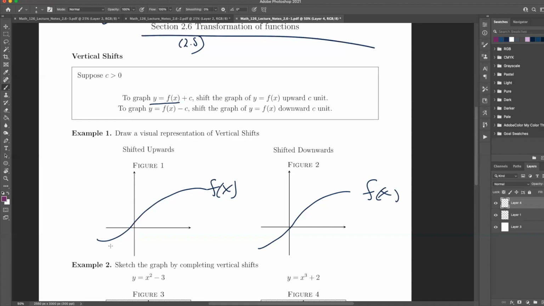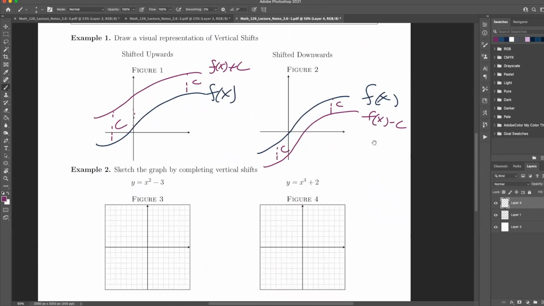So if I'm shifting it upwards, I'm just gonna go up C units. It'll be f of x plus C, and this will be f of x minus C. Right here is C units, and right here is C units. So it just moves it up or down by C. This is the most basic transformation. You guys are probably used to this one.